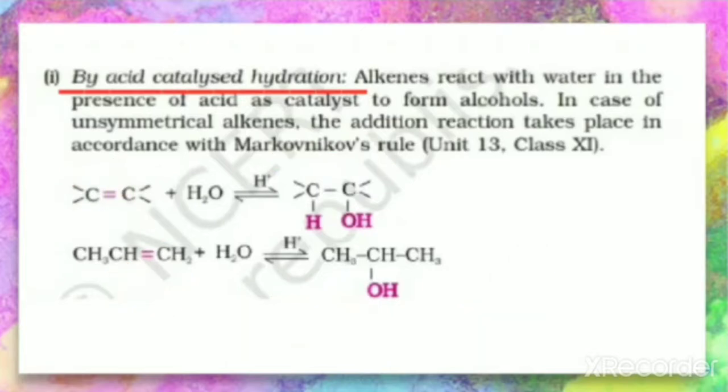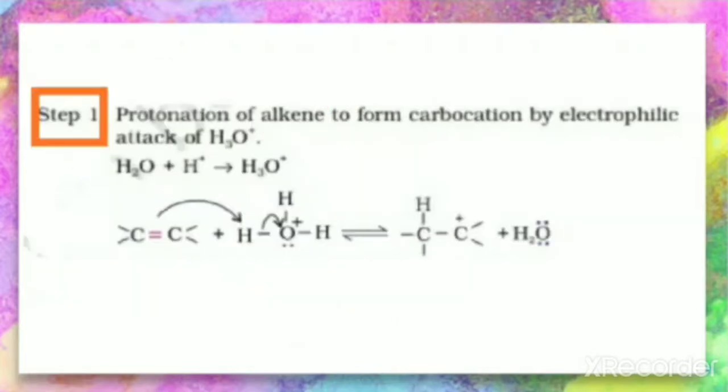So let us discuss its mechanism. This takes place in 3 steps. The first step is the protonation of alkene to form a carbocation by electrophilic attack of H3O+. First, the water combines with H positive, which acts as a catalyst here, that is a proton. So it gives rise to H3O+.